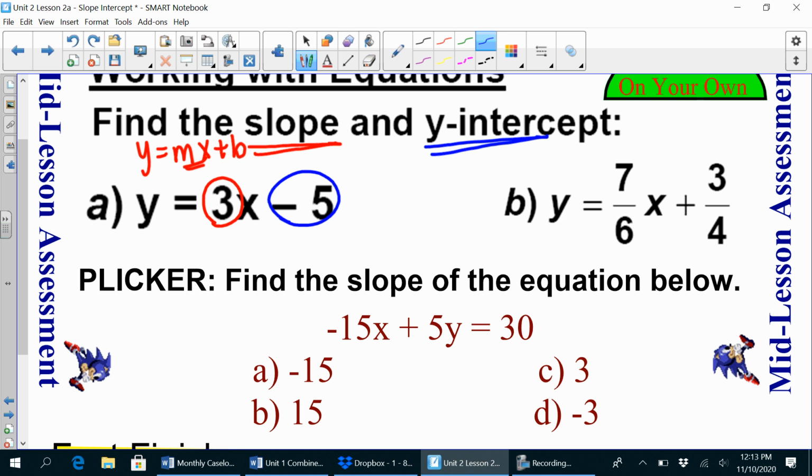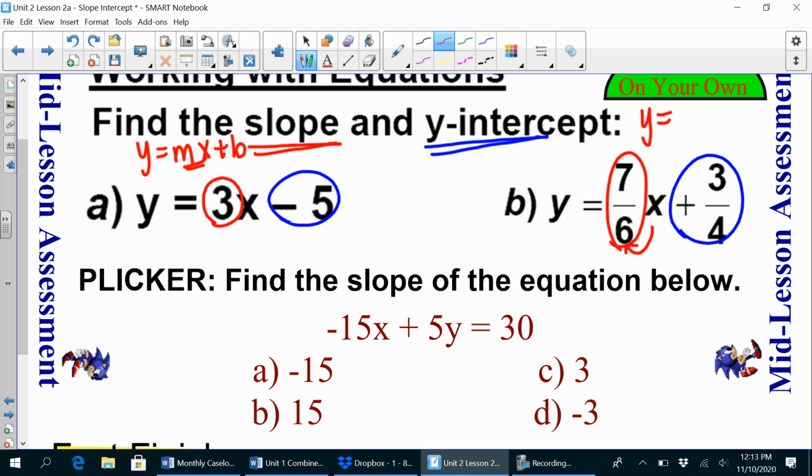Now if we look at b, I see fractions, so this might look a little intimidating at first, but just break it down one step at a time. The number that's by itself is this 3/4. The slope, or what's in front of the x, would be 7/6. And it might be helpful in every example to note here's the m in front of the x.